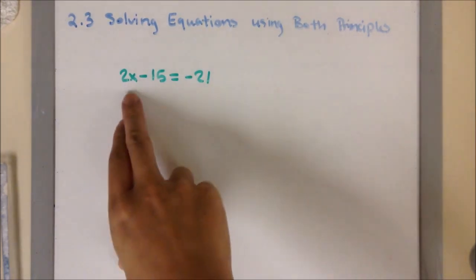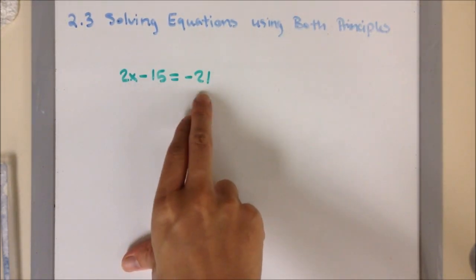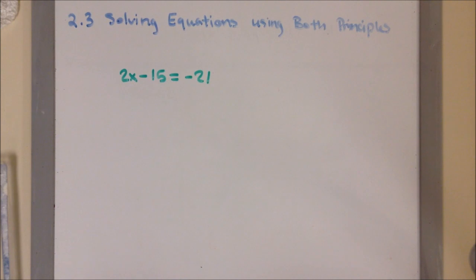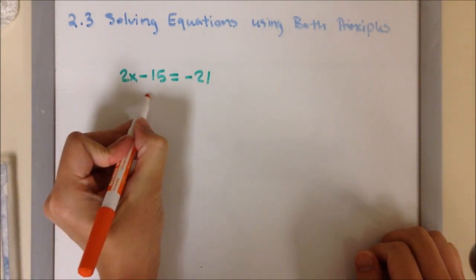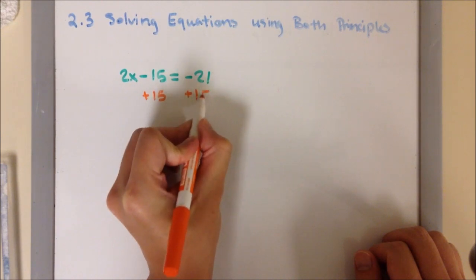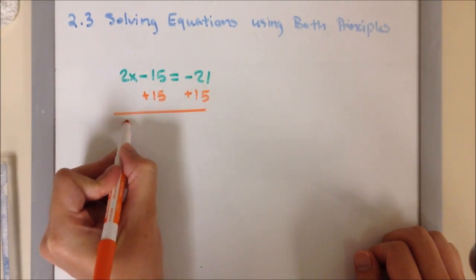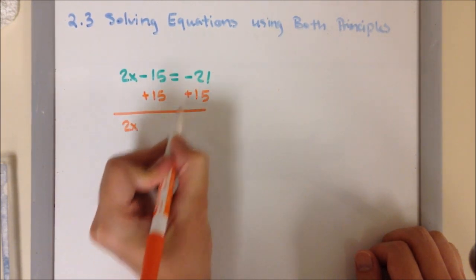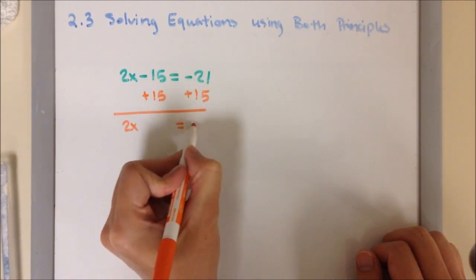Example 3, we have 2x minus 15 equals negative 21. Alright, I'm applying the addition principle. I'm going to add 15 on the left side and on the right side. 2x equals negative 21 plus 15, which will be negative 6.